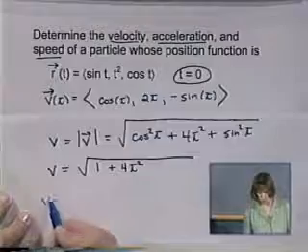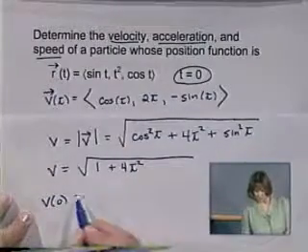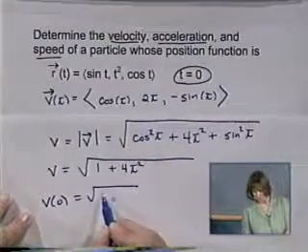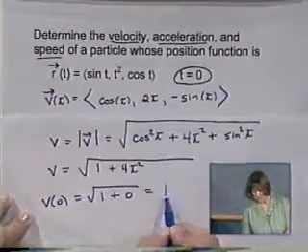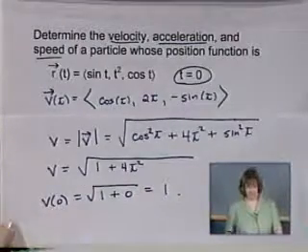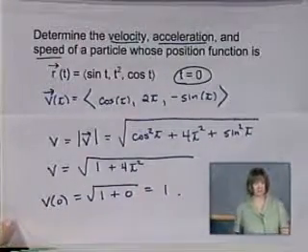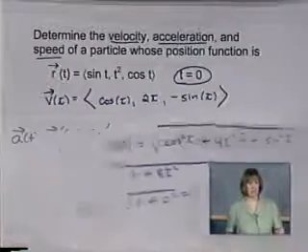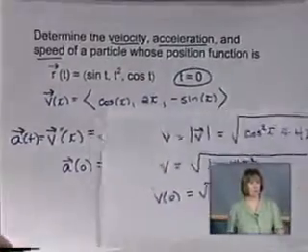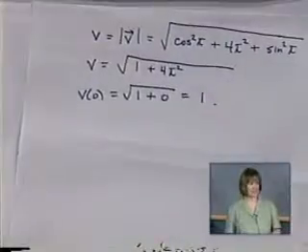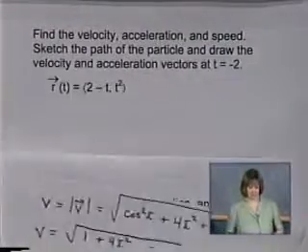So if we wanted to know what's the speed of the object when t equals 0, we just plug a 0 in here and we get 1 plus 4 times 0, or 1. So our velocity at t equals 0 is 1. Not hard, very easy. What makes it hard? The differentiation. If you're going to mess up, it's because you forgot how to differentiate.